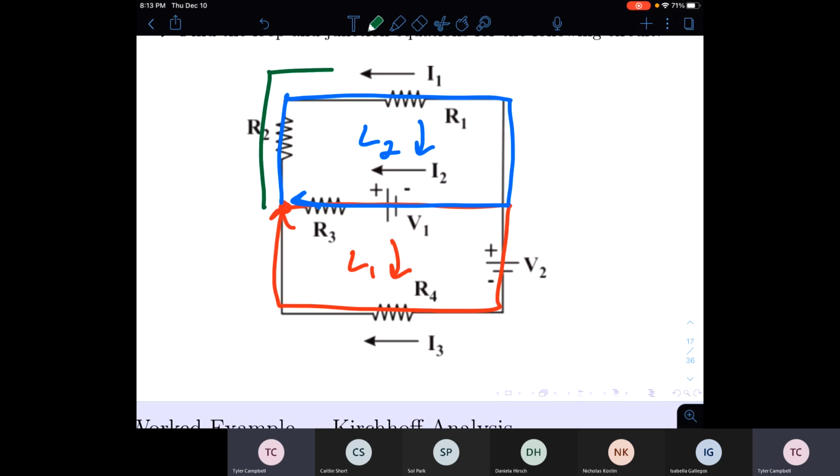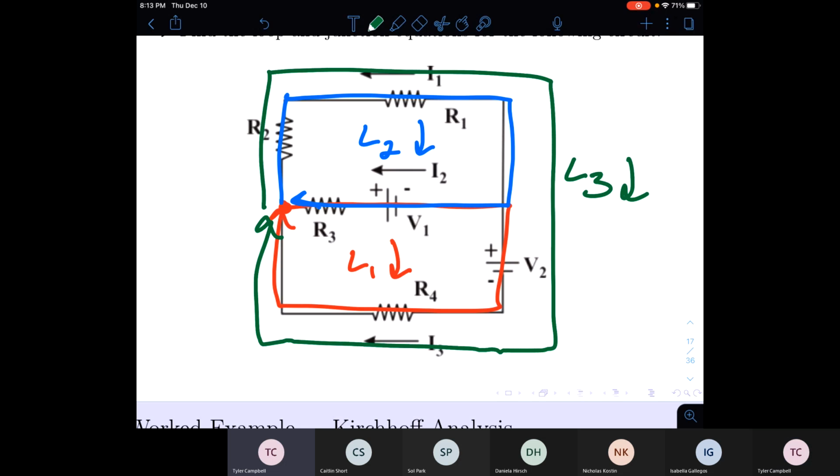And that would be my loop 3. Me personally, I like to always have clockwise be positive. So anything opposing my clockwise direction is going to be negative by default, and then my resistors that are taking that or any power away from my system, those are going to be negative as well.